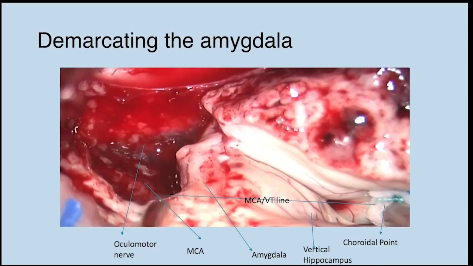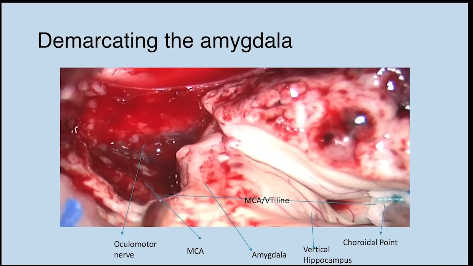Following the opening of the temporal horn, the medial temporal pole, including the uncus of the parahippocampus, is then resected. This exposes, as depicted on the left of the image, the third nerve, the middle cerebral artery underneath the arachnoid, the amygdala, and the inferior choroidal point. At this point, an imaginary line can be drawn between the inferior choroidal point and the M1 segment of the MCA. The inferior choroidal point is also known as the velum terminale.